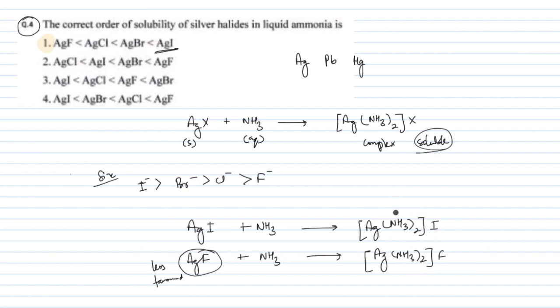So more soluble complex formation means making this particular halide more soluble in ammonia. So that's why option number 1 becomes your correct choice. Let's talk about the next question then.